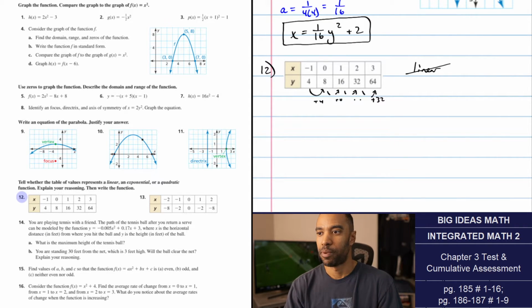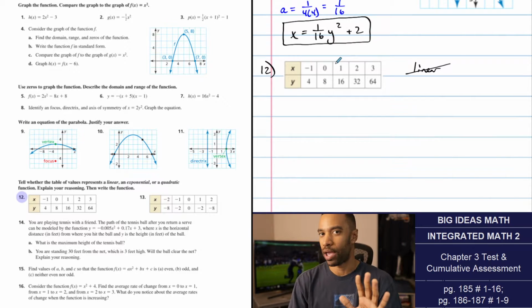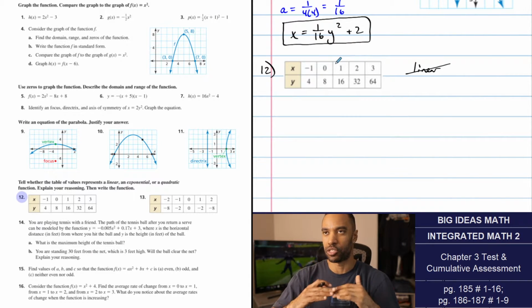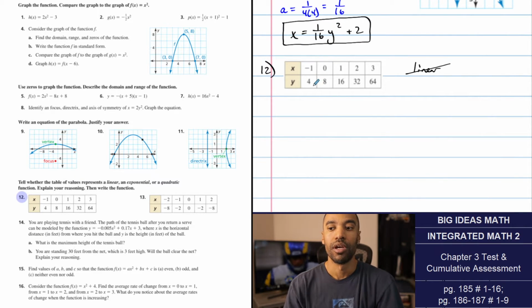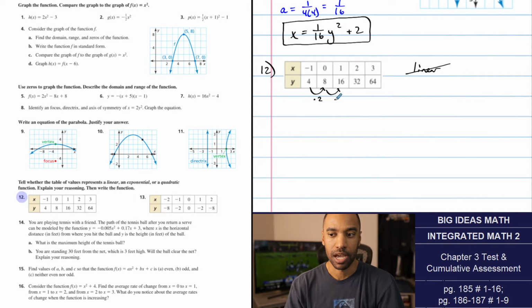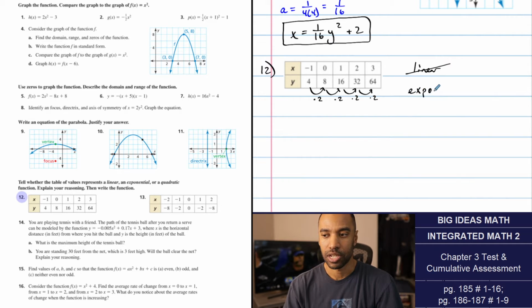Exponential. In some other ways this isn't always true because there could be a shift, but in Integrated Math 2, I do not believe you will see that shift. So for all intents and purposes, you're looking at: is there a constant common ratio? Are you multiplying by the same number each time? In this case, the answer is yes. You're multiplying by 2 each time. That does make this an exponential function.